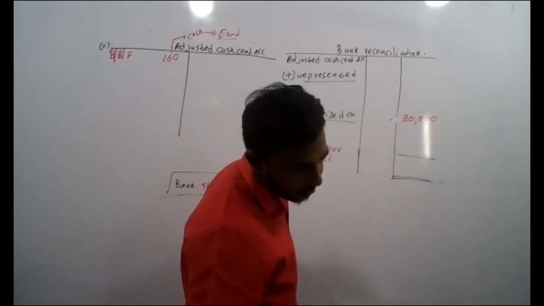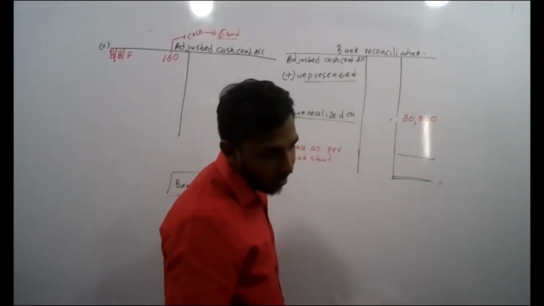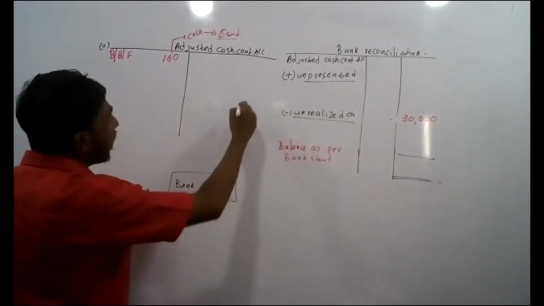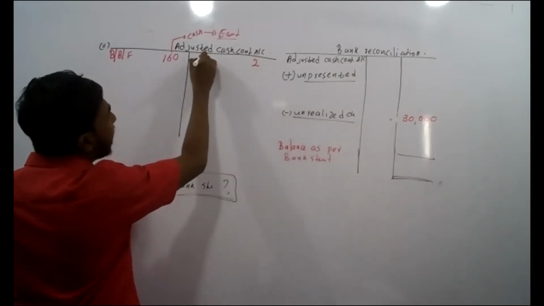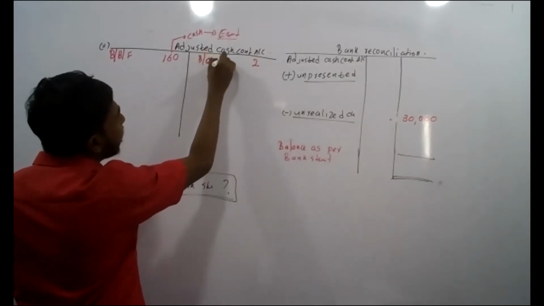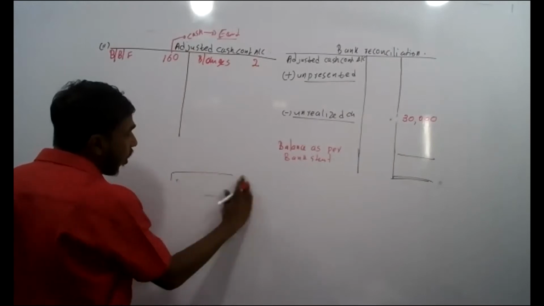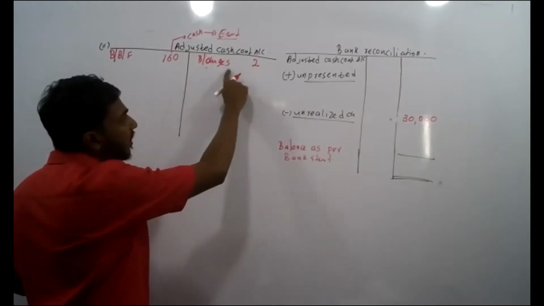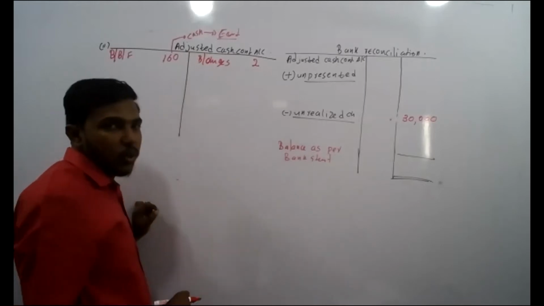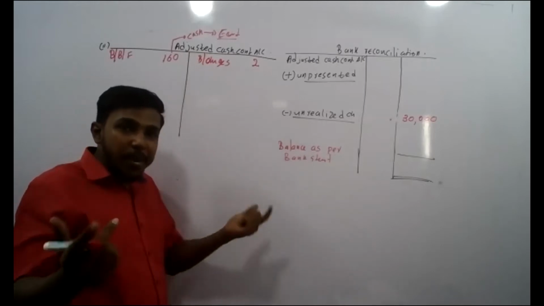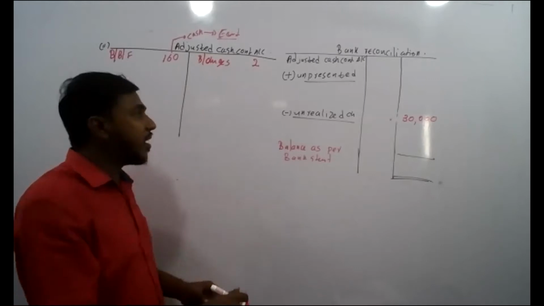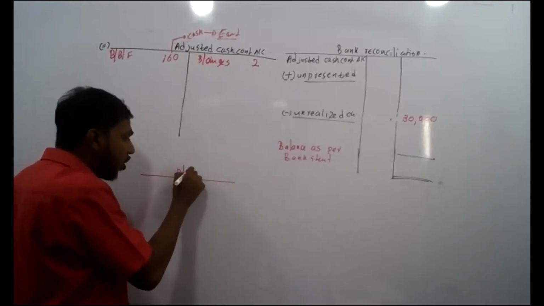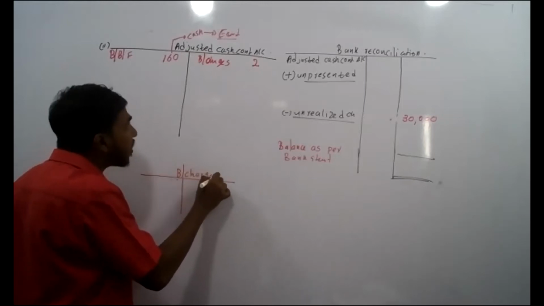The second one is what? Bank charges amounting to 2,000 have not been recorded in the cash book. Now, bank charges credit the cash book. Keep in mind, a lot of students misunderstood this. In the adjusted cash control account, credit 2, they believe there is no debit entry. No, there is a debit entry. Where to debit? Technically, this should be debited to the bank charges account.